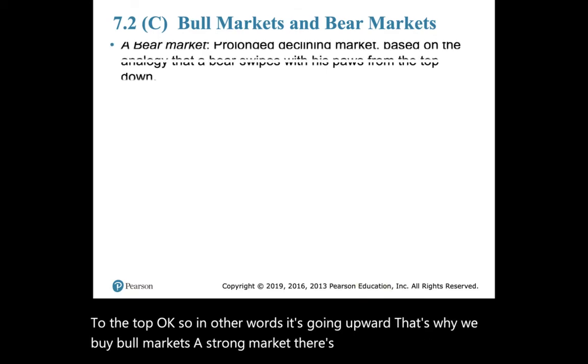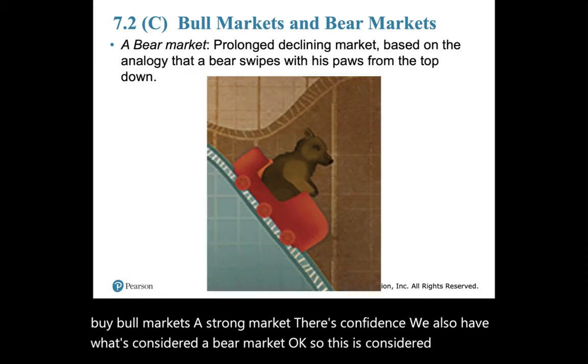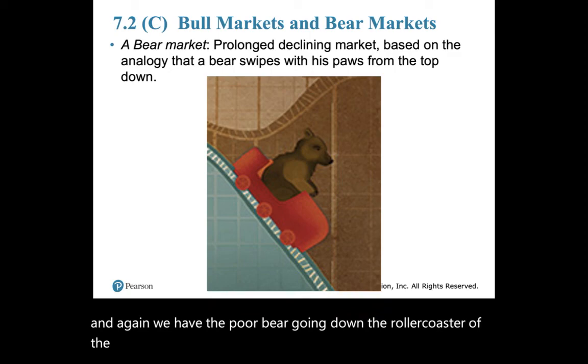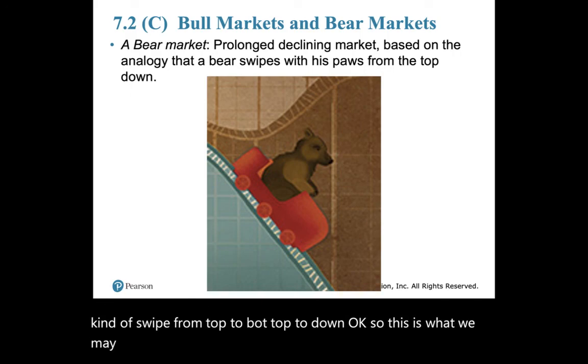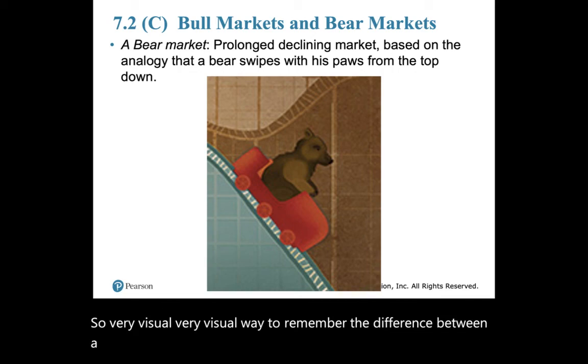We also have what's considered a bear market. This is considered declining, and again, we have the poor bear going down the roller coaster of the market. Based off of the way that a bear attacks, they swipe from top to down. So this is what we mean by declining market. A very visual way to remember the difference between a bull market and a bear market. So just a little terminology there to finish things off. Wonderful work.